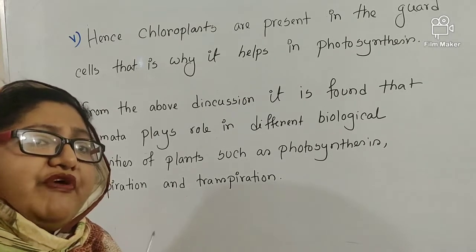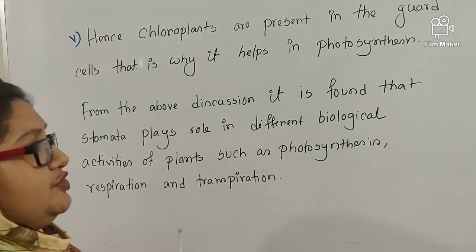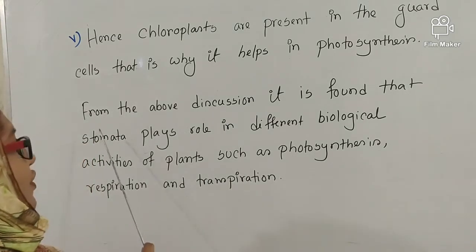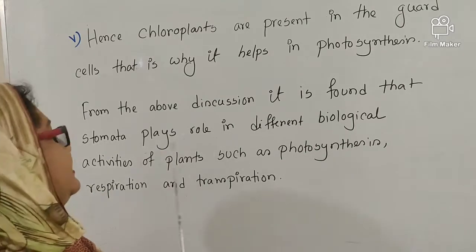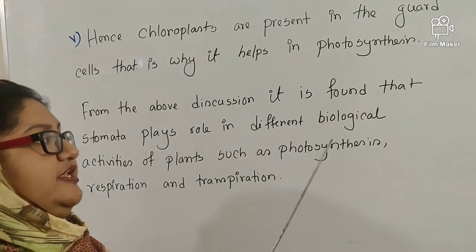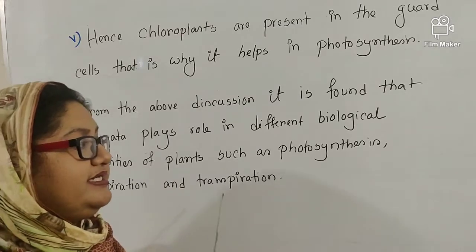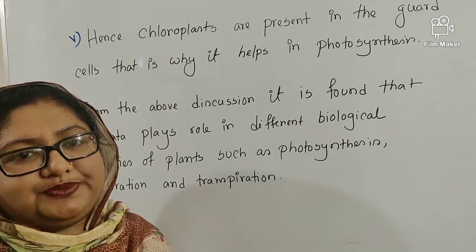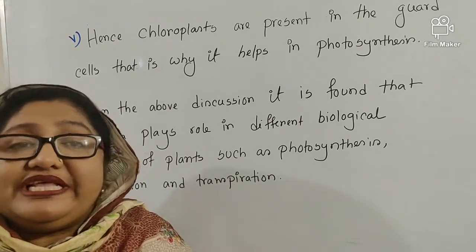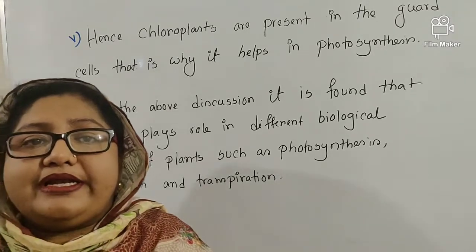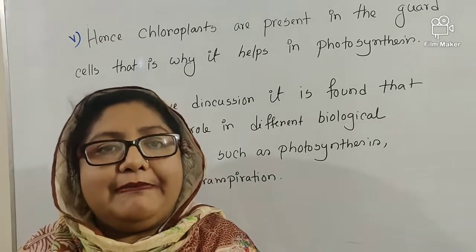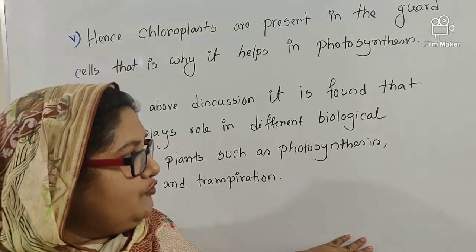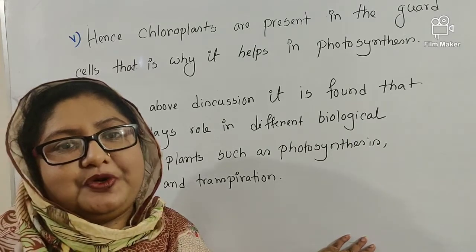Now, my dear students, at the end of the question answer, you will conclude the answer in this way. From the above discussion, it is found that stomata plays a role in different biological activities of plants such as photosynthesis, respiration and transpiration. So this is the way you will write the answer to get better marks. Okay? So this is all for creative question number 1.